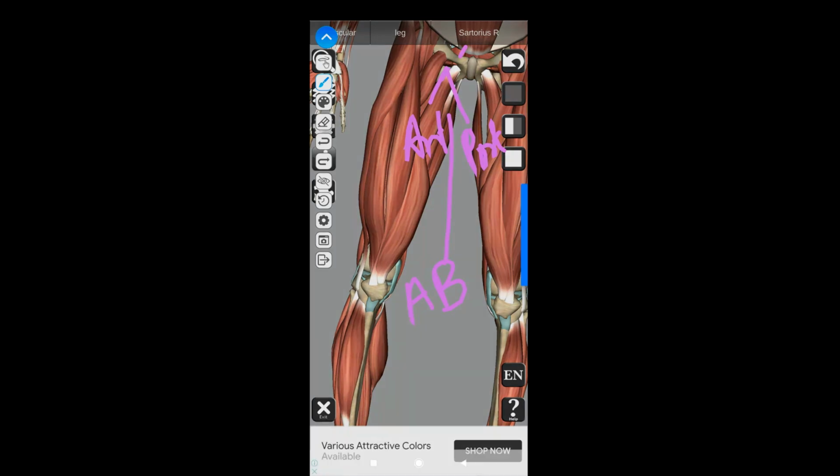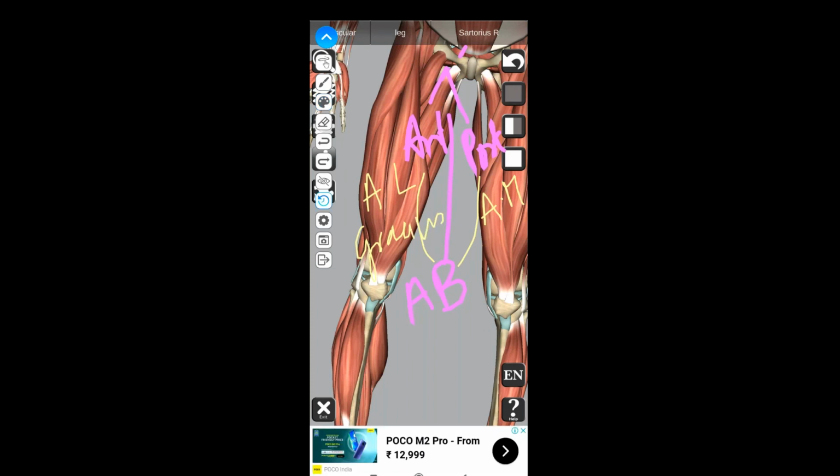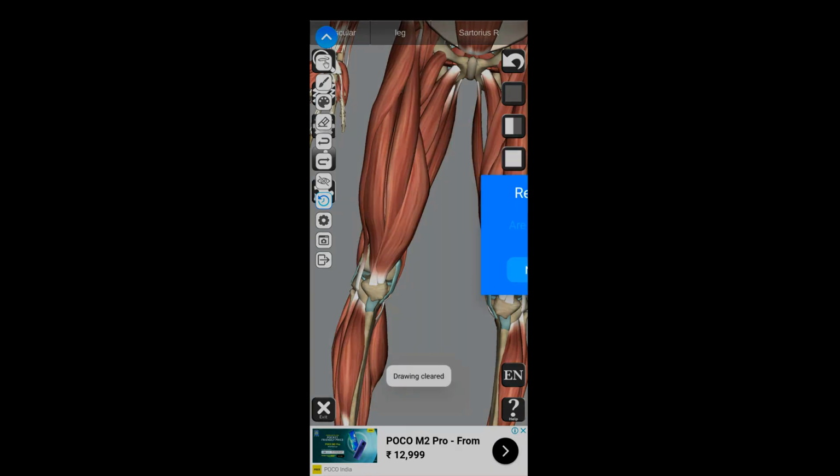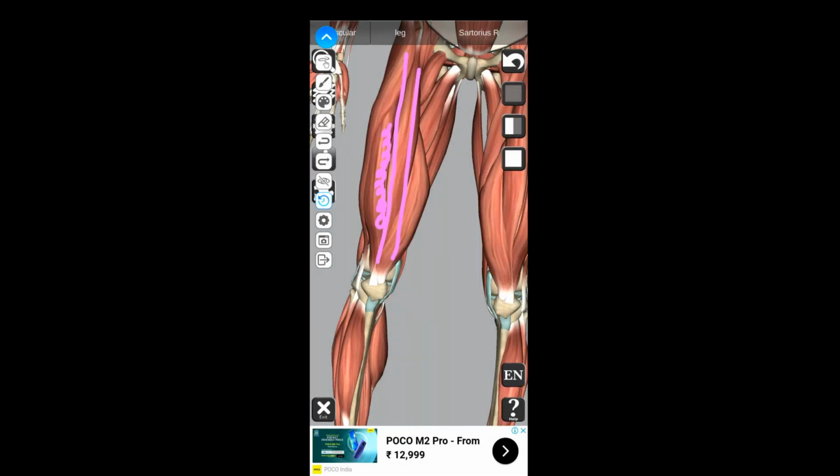As for cutaneous supply, not much. This is your sartorius, right? Under the sartorius you will have the subsartorial plexus of nerves. It will contribute some part at the lower end here, so some part of the medial side of the thigh, the lower medial side of the thigh, gets cutaneous supply. That's all about the obturator nerve.